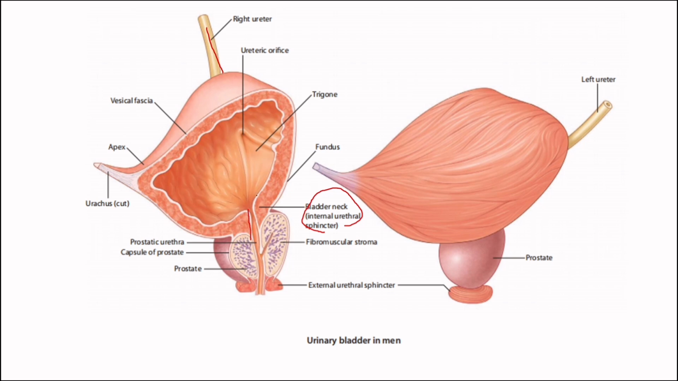Then from the neck of the bladder, we have the prostatic urethra. After the prostatic urethra, we have a sphincter. This one is an anatomical sphincter, which is called the external urethral sphincter. We have an internal one and an external one. The internal one is involuntary, while the external one is what? Voluntary.